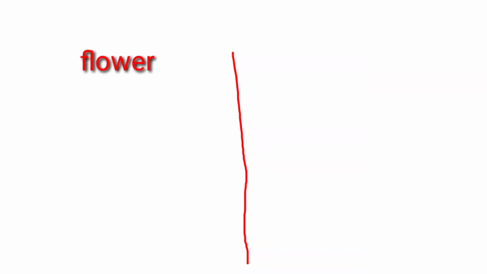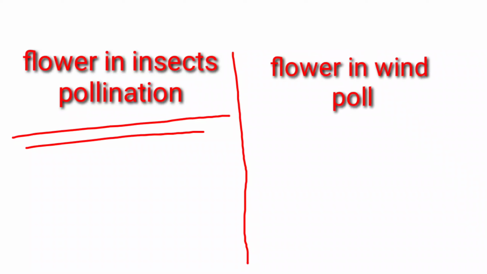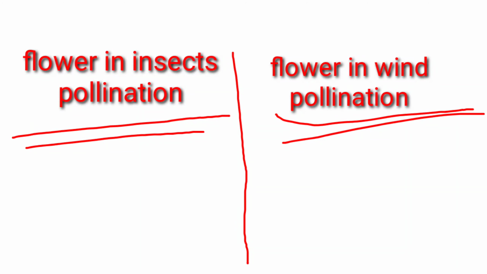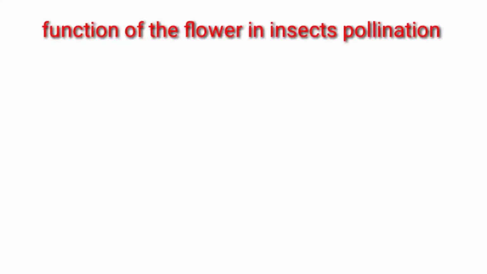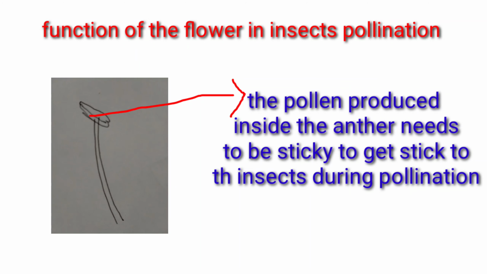Let's divide the function of the flower in two groups. One is flower in insect pollination, and the other one is flower in wind pollination. First, let's look at the function of the flower in insect pollination. In insect pollination, we all know that the transfer of pollen from the anther to the stigma is by the help of insects. So, how are the flowers adapted for that insect pollination?